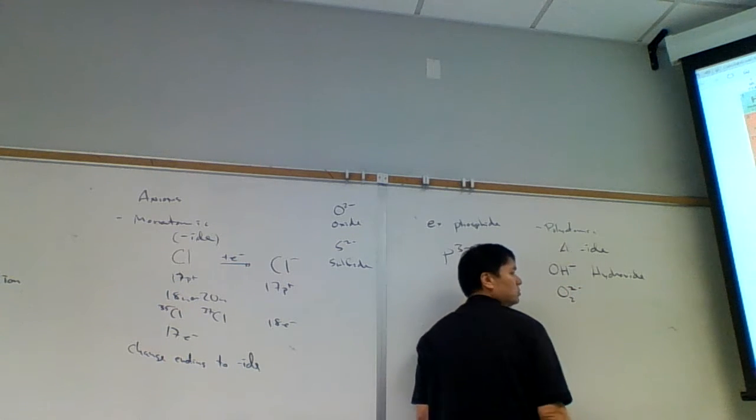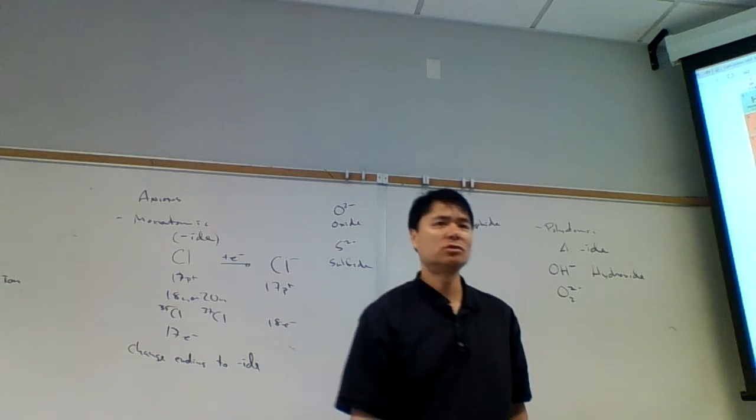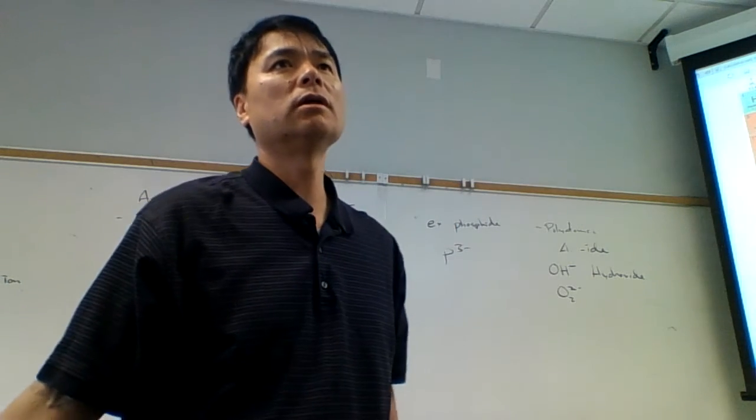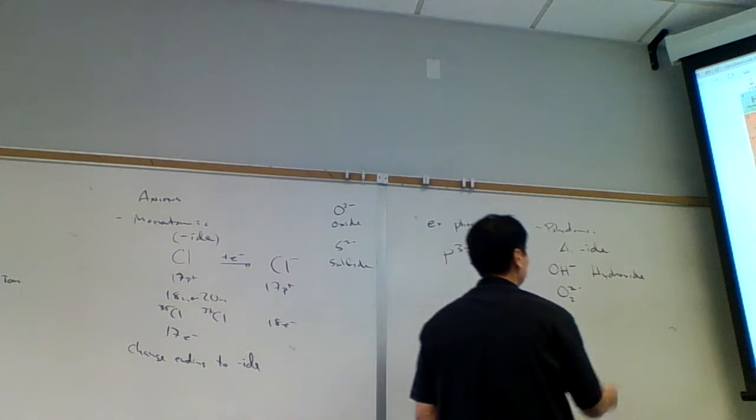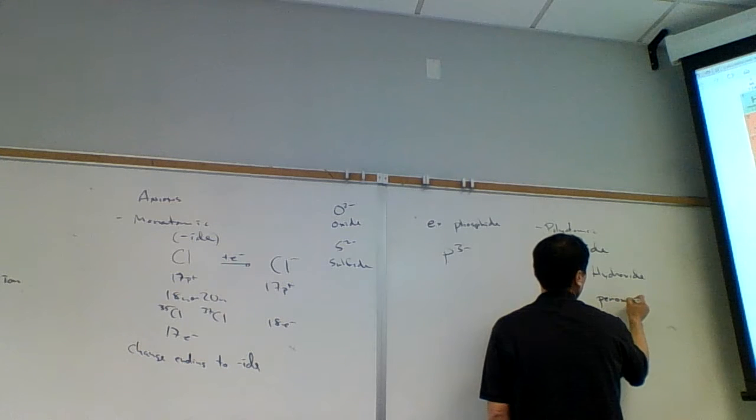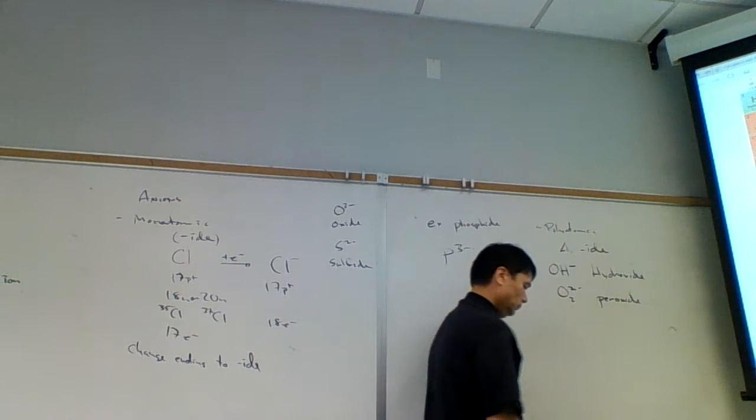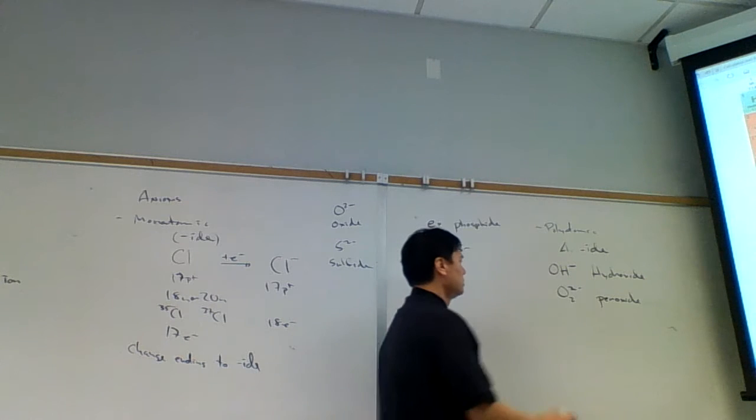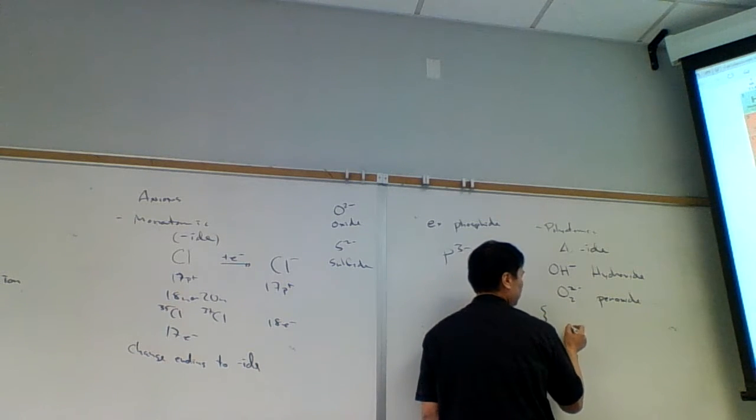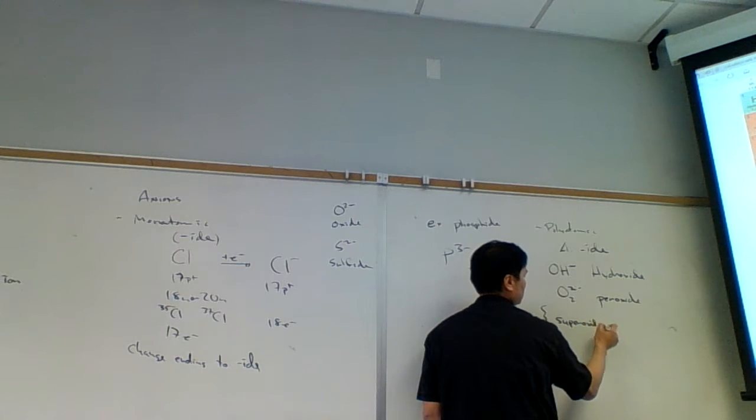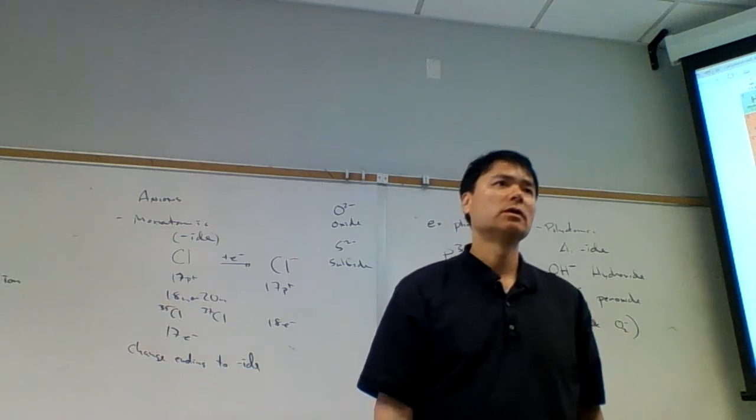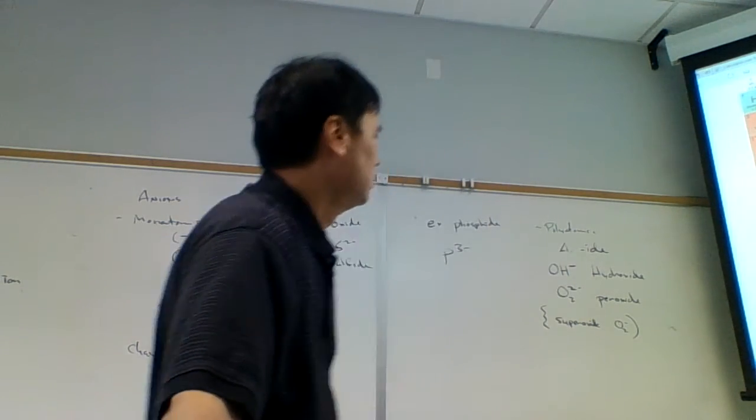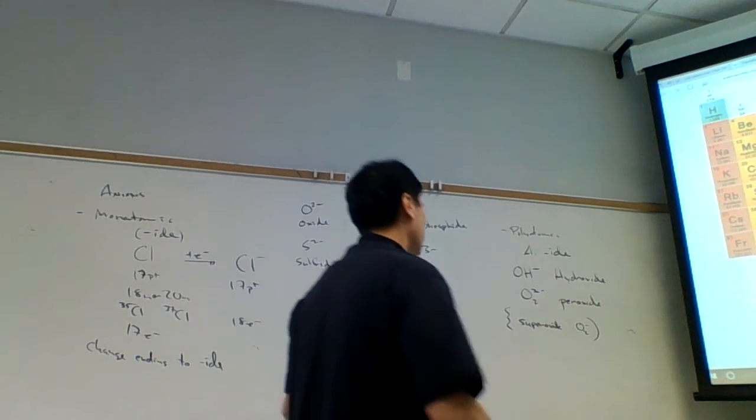O2 2 minus, a very common chemical is H2O2. H2O2 is called hydrogen peroxide. So this is called peroxide. There are others. Have you ever heard of superoxide? Superoxide is a polyatomic, but it's O2 with a 1 minus rather than O2 with a 2 minus charge. That one you don't need to memorize. Peroxide you do.